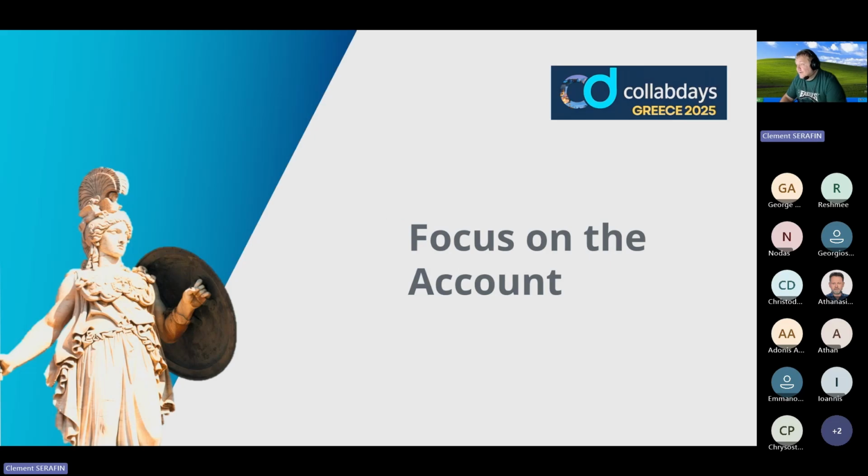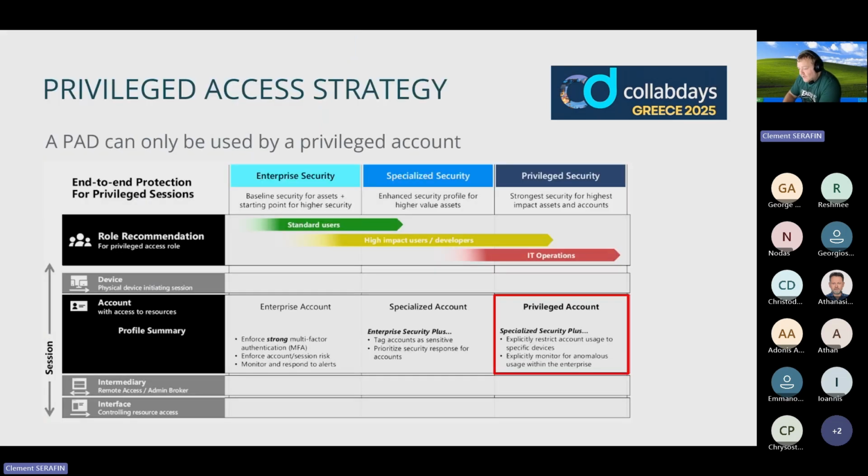We'll focus on the accounts because we didn't talk too much about them, but I would like to dedicate a whole session to it because there is a lot to be done. When we talk about accounts, we have three types. The enterprise one is just for basic, level 1 support. The specialized one is for higher-value assets like developers and DevOps, who deploy VMs or things like that. And then you have the strongest one, which is currently your global administrators and things like that.